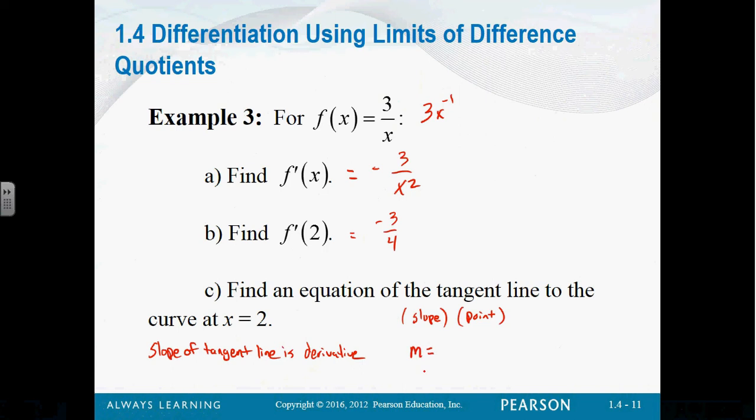So this slope is negative 3 over x squared. Well, when x is 2, we just get negative 3/4, right? It's always going to give you an x value. So we've got our slope. How do we find our point? Plug it in. We only need one point. But we're given the x value.